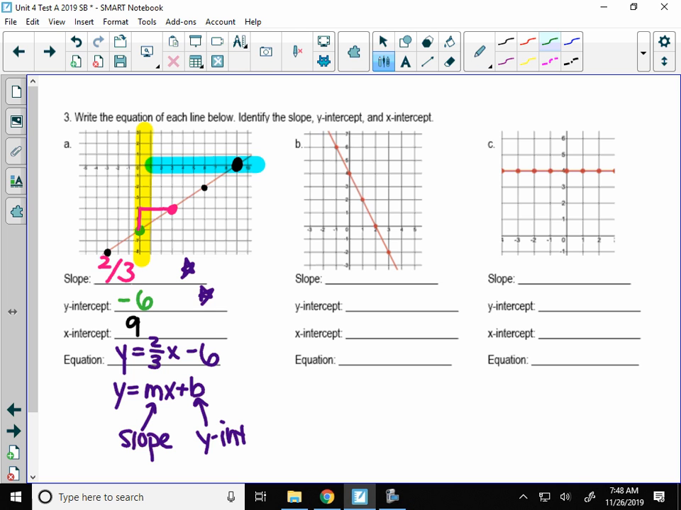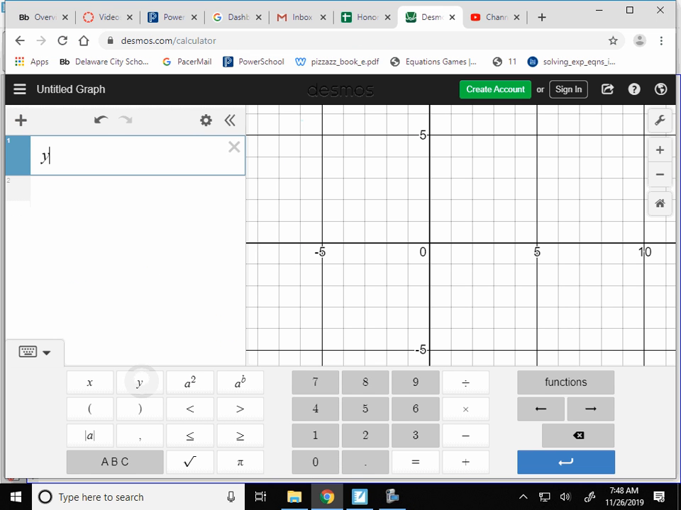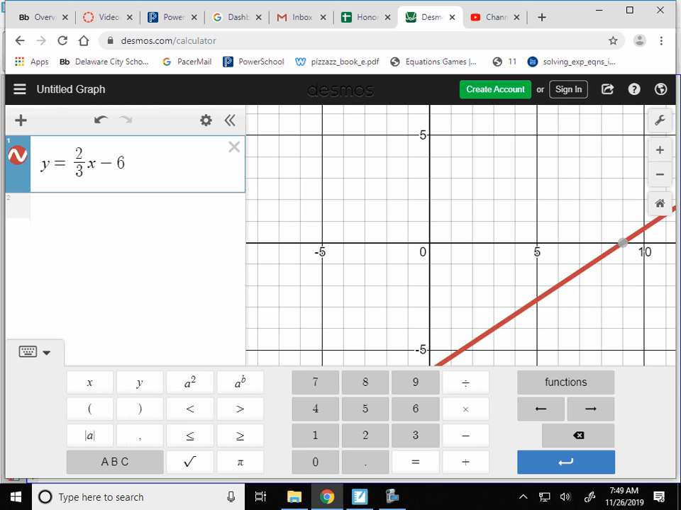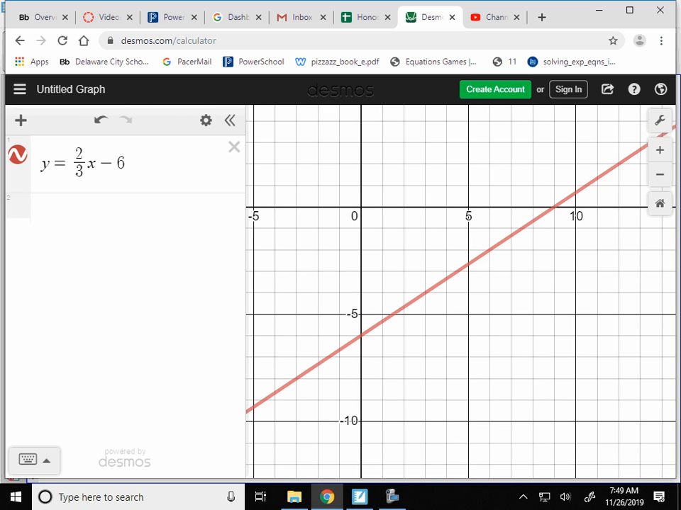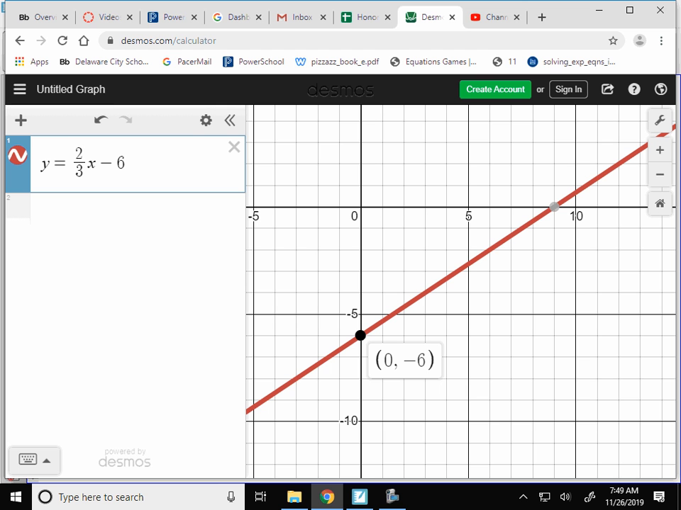Now, as you're doing this, you wrote the equation. I want you to type that equation into Desmos. So you have y equals 2/3 x minus 6. Now I'm going to go look at the graph. Does that graph kind of look like the graph on your paper? If you're not sure, check to see what the x and the y-intercepts are. You can click on that on Desmos. You can click there at the y-intercept and the x-intercept. Those are the same as what you wrote down, negative 6 and 9, so you know you wrote the equation correctly.